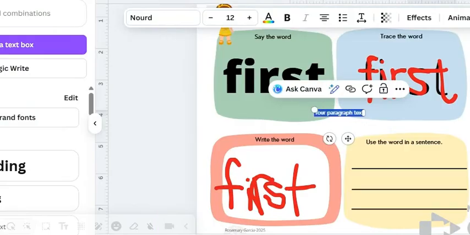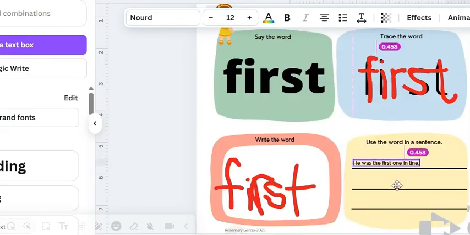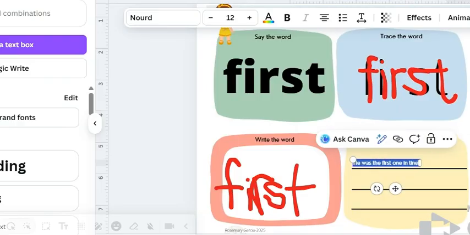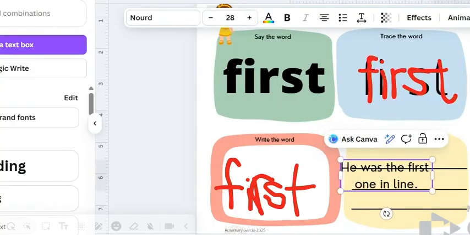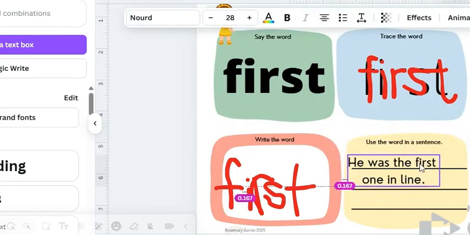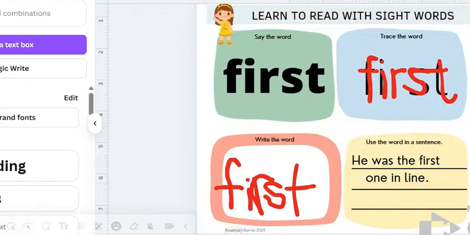Remember, we're starting our sentence with a capital letter. We're going to say, he was the first one in line. I'm going to end my sentence with a period. And remember, we start with a capital letter, and I'm just making a statement, so I'm ending with a period. He was the first one in line. I'm going to make that a little more accessible for you. There you go. And again, you're going to write this sentence, and then you are going to write your own sentence.